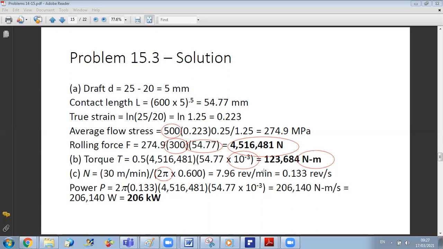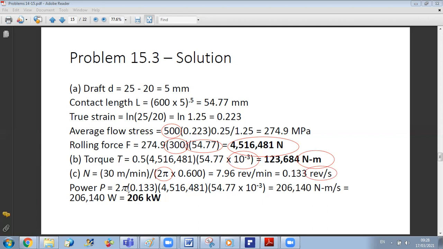So, after this, to get the final answer in revolution per second, they divided by 60. Once you get your n in revolution per second, you can apply the formula, which is 2 pi n times F times L. Replacing F in Newton, L in meter and n in radian per second, you will get your power in watt. Finally, you can convert it to kilowatt by dividing by 10 to the power 3.